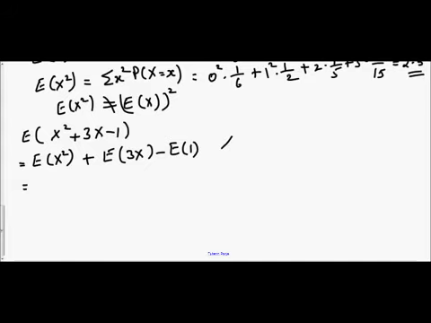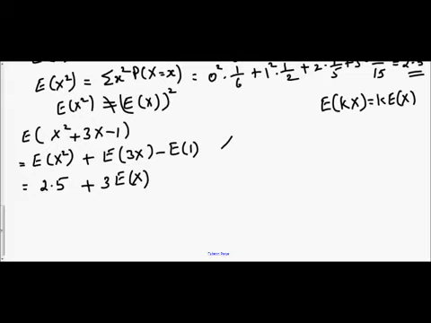Expected value of x square we have just done, and this can be written like this. The 3 can come out, so this is the property that we have applied just now for the 3 there. The expected value of kx would be k times the expected value of x. I'll just start saying e of x instead of expected value of x. The 3 comes out. And another property is e of a constant is the constant. Therefore e of 1 would be 1. Therefore this is 2.5 plus 3 times 1.3 minus 1, and you can simplify this.